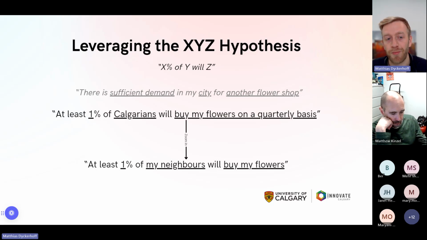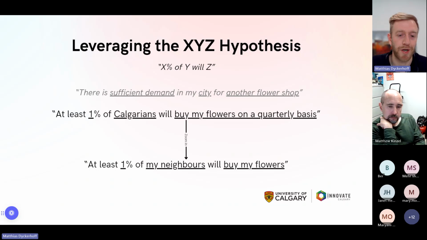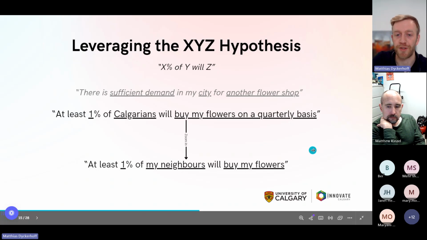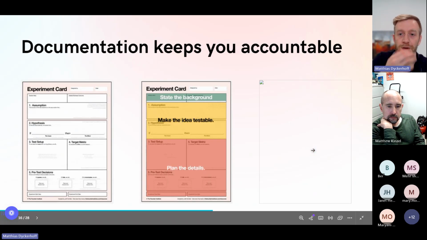So the numbers here, maybe 1%, I just put that as a placeholder, and as you test, you may or may not reach that, but the idea is to start somewhere. And now I have a hypothesis that I can move forward with. I can choose a test, how I actually want to test this, and then I can measure the results and make an educated decision afterwards.